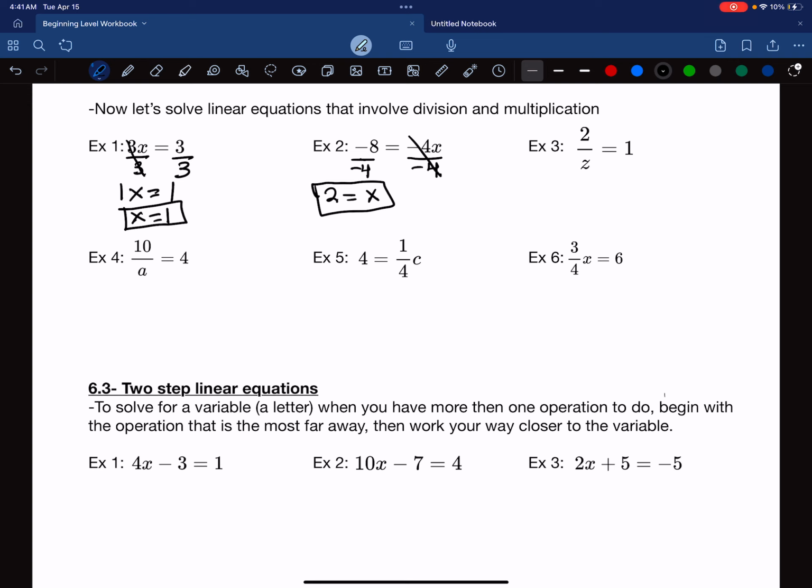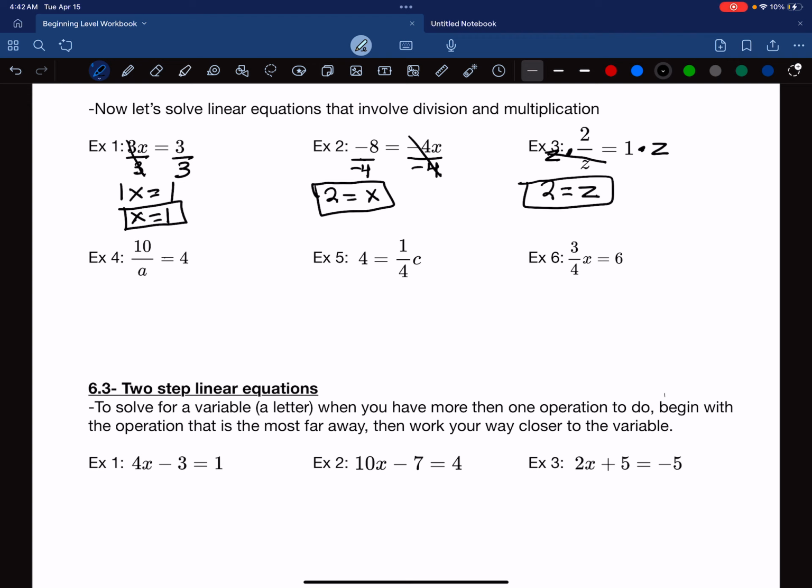And then in this third example, this one's a little bit more tricky. So we have 2 divided by z equals 1. To get z all on its own, what we're going to do is multiply by z, so these two z's cancel. However, what we do to one side of the equation, we must do to the other. So we're going to multiply both sides, and these z's cancel, and you're left with 2 equals 1 times z, which is the same as z, so you're left with 2 equals z.